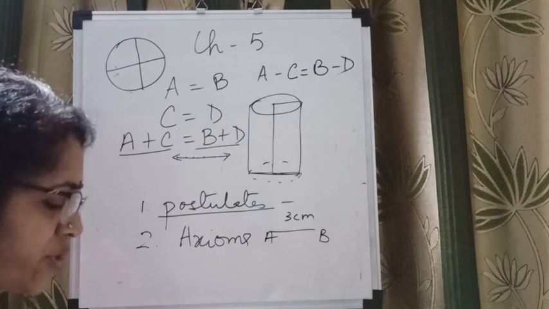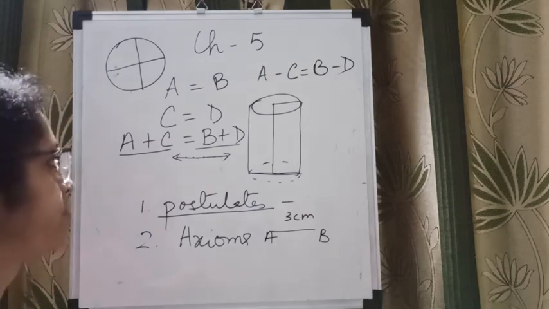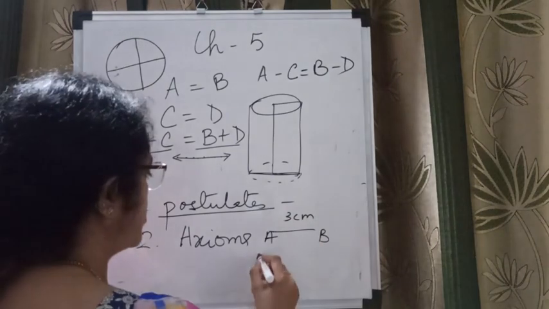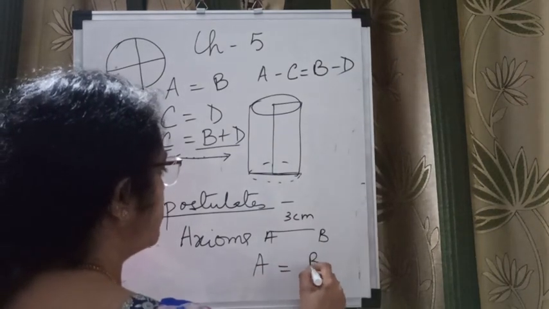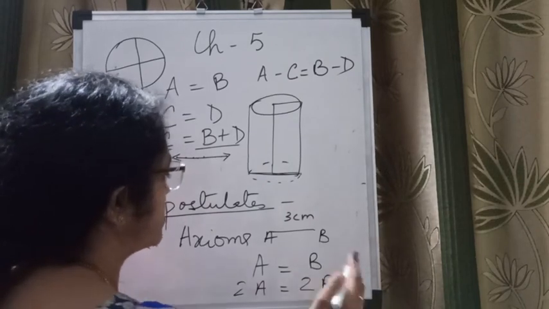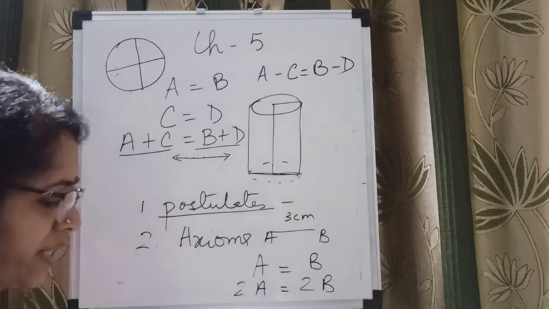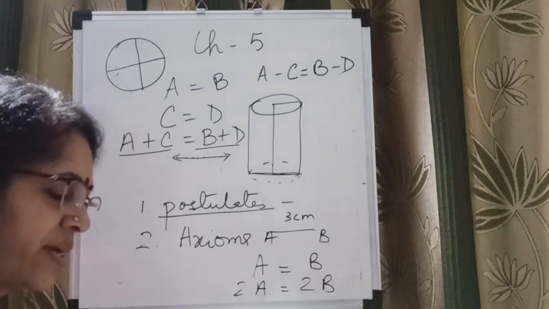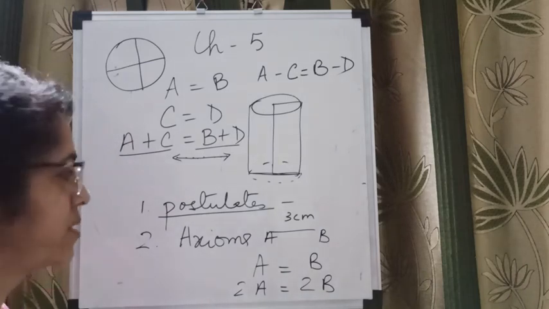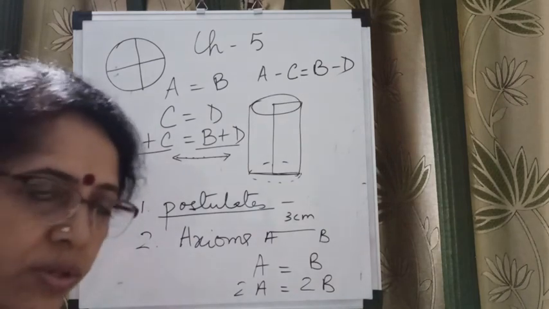Then things which are double of the same things are equal to one another. So if I know for sure that A equals B, then twice A will always be equal to twice B. You double both sides, again they will be equal. Then things which are halves of the same things are equal to one another. When the doubles are equal, then their halves are also equal.